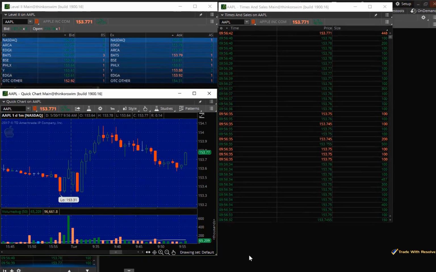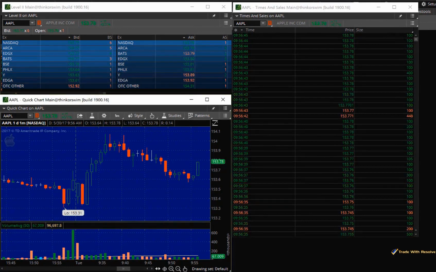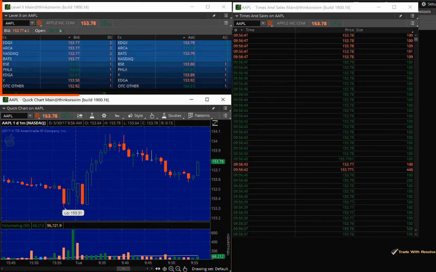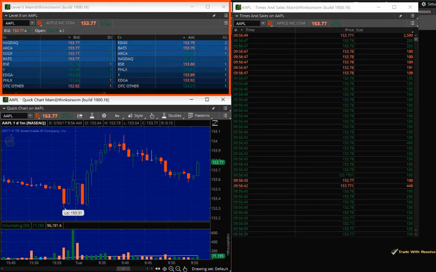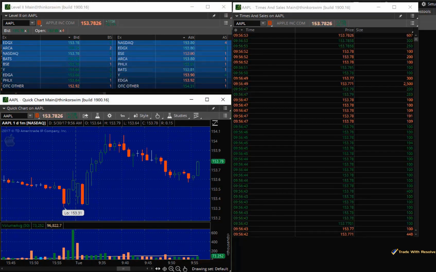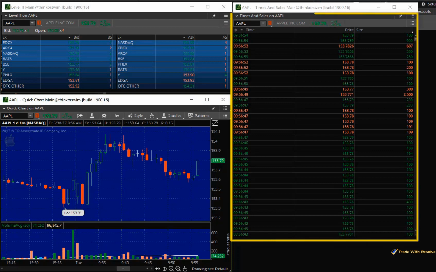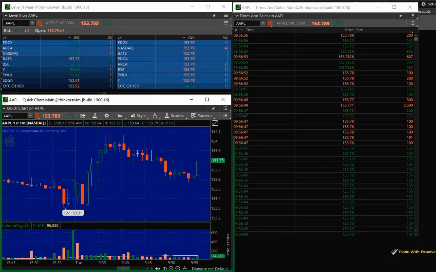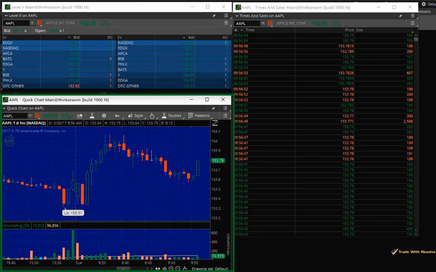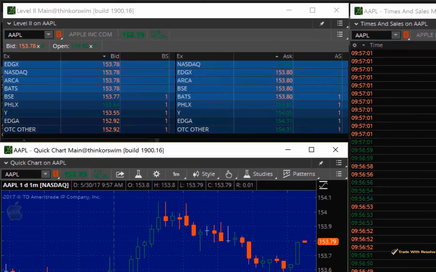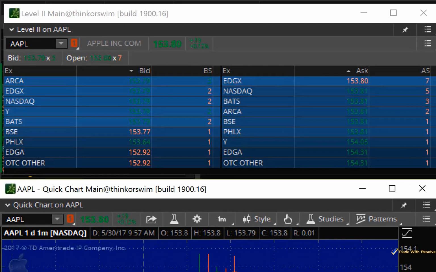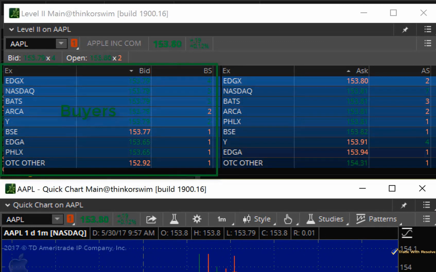All right, so let's discuss the live action here. In the top left-hand corner, we have the level 2. On the right-hand side, we have the time and sales. And at the bottom here, we have a stock chart. And this is actually Apple. AAPL is the ticker symbol. So let's focus in on the level 2.